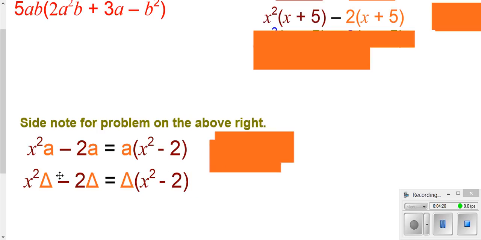Well, what we have down here is really similar to what we have up here. Down here, we had x squared times mumbo jumbo minus 2 times that same mumbo jumbo. So we pulled out mumbo jumbo. That's exactly what we have here. We have x squared times mumbo jumbo minus 2 times that same mumbo jumbo.